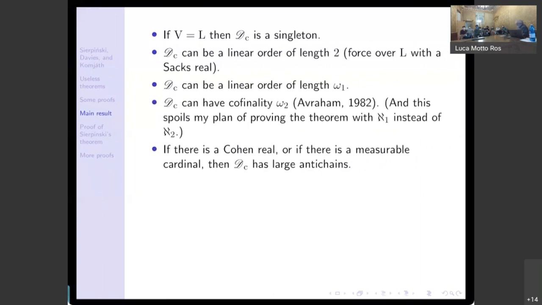Now, if there is a Cohen real, or forcing with Cohen forcing, or if there is a measurable cardinal, then DC has a huge antichain, lots of antichains, and I would be very, very happy if I could get that, because I could prove this. Unfortunately, I could also prove it with my hypothesis 0 equal to 1, and then I get to this point. We cannot assume that.